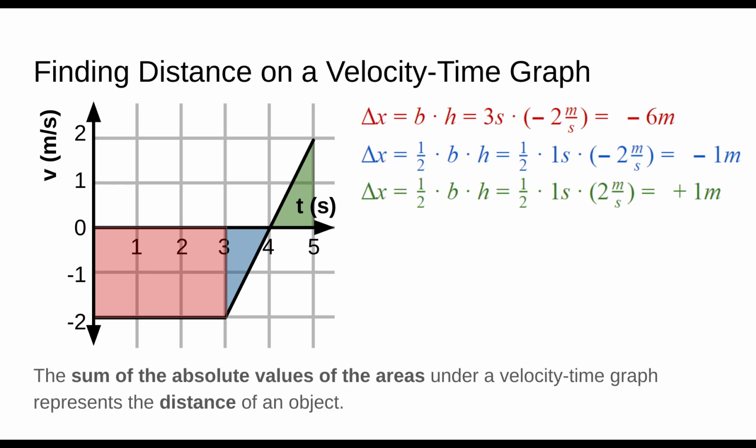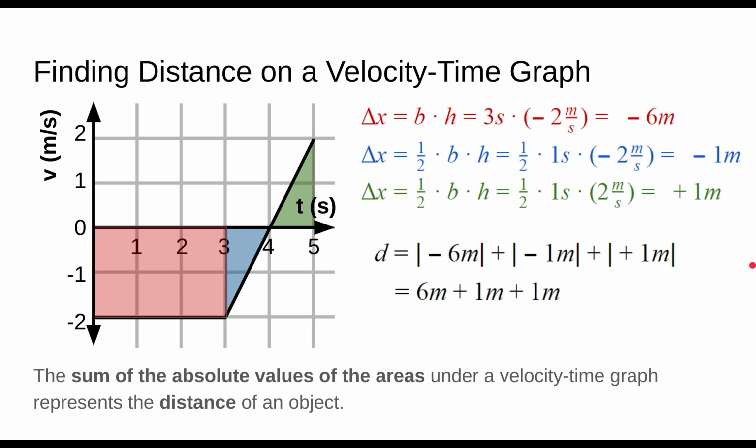In order to find the distance on a velocity time graph, we're going to do all of the work that was shown on the last slide, but then what we're going to do is just take the absolute value of each chunk of motion and then find the sum of those absolute values. So what that looks like here is taking the absolute value of the red rectangle, the blue triangle, and the green triangle. If we add those all together, or if we take the absolute value first, we get just positive values, and then we can add them up for a total distance traveled of 8 meters.